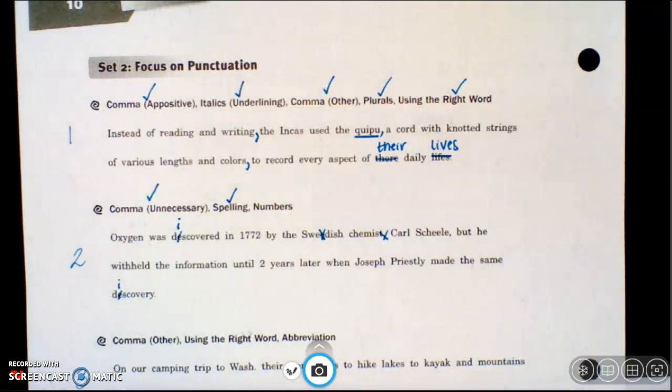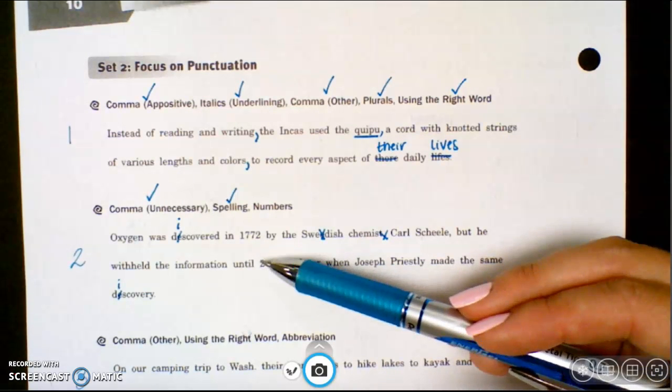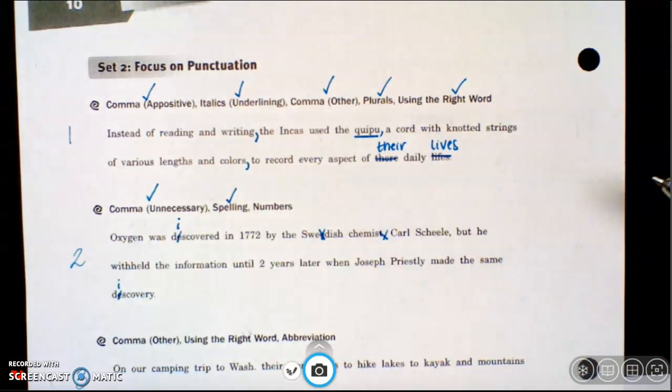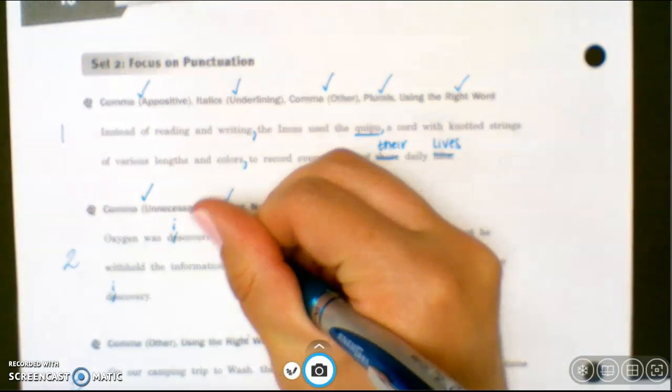And lastly, I need to address my number error. So now when we are writing, we typically like to be as formal as possible, and using the numeral for 2 in a sentence just isn't very formal. So we're going to replace this numeral with the spelling.